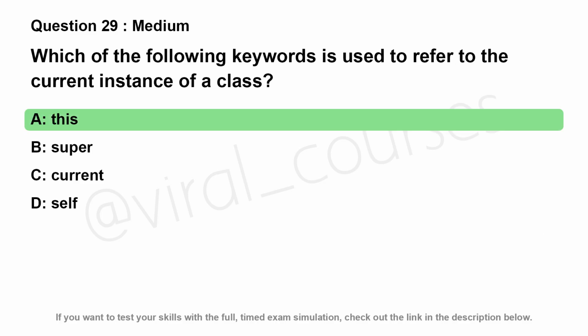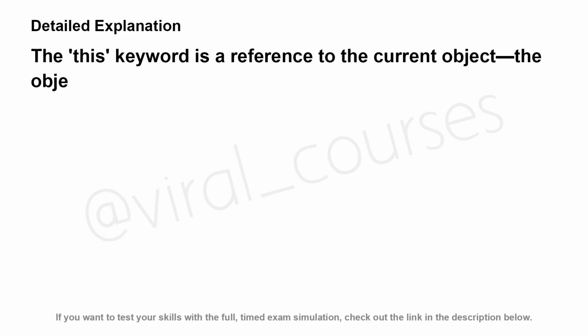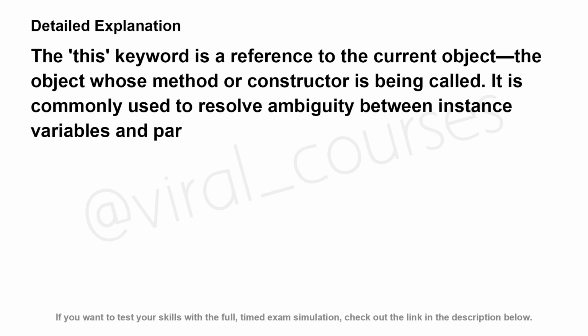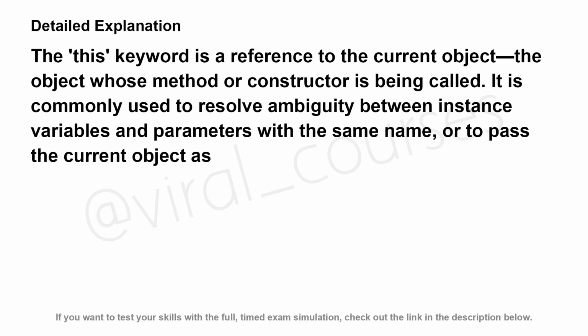The correct answer is A. The this keyword is a reference to the current object, the object whose method or constructor is being called. It is commonly used to resolve ambiguity between instance variables and parameters with the same name, or to pass the current object as a parameter to other methods.